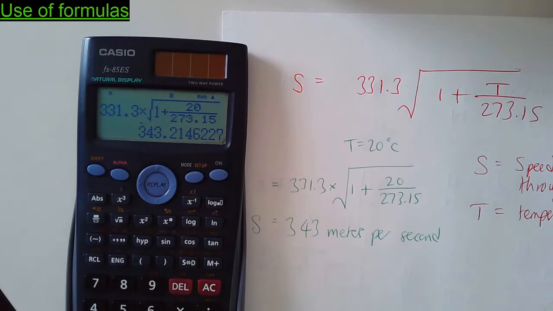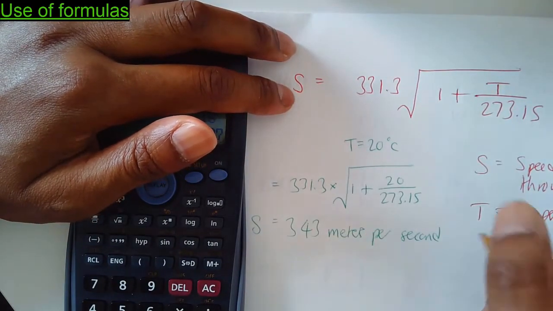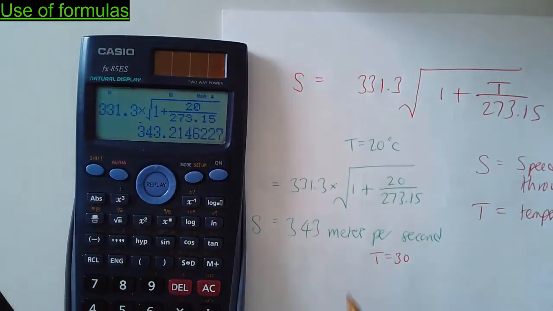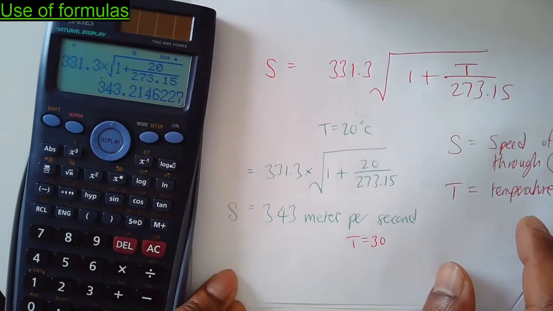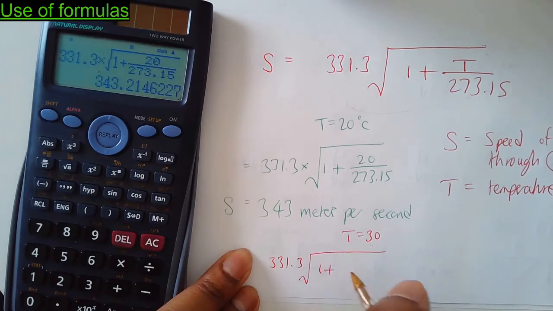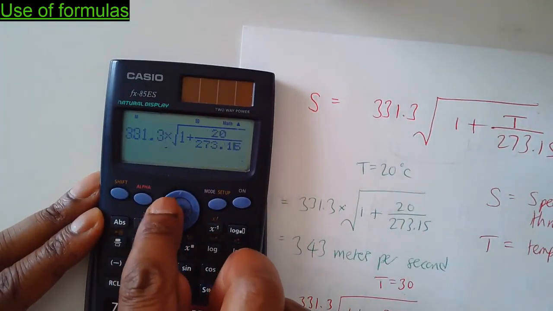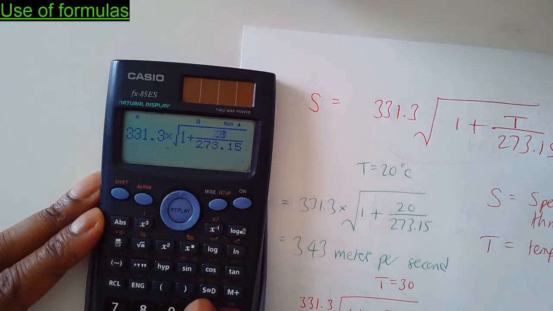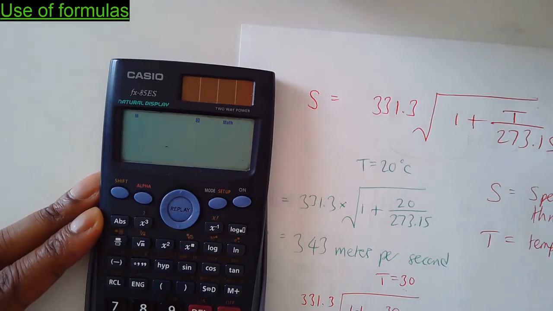Now I want to see what happens if I increase the temperature ever so slightly. Let's say the temperature becomes 30 degrees Celsius. So now T is equal to 30. And just substitute that value into the formula. Since I've still got it in my calculator, I can just go back, use a cursor and edit the 20, make it 30 now. Let's see what effect the temperature has.